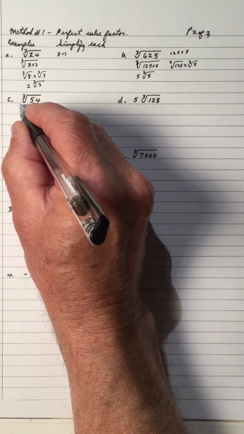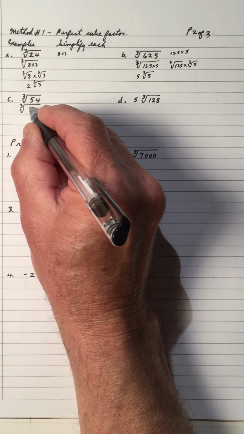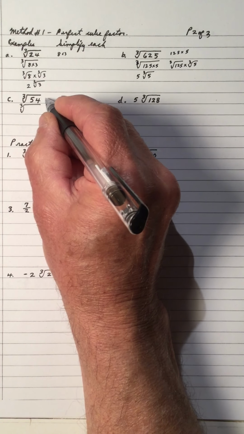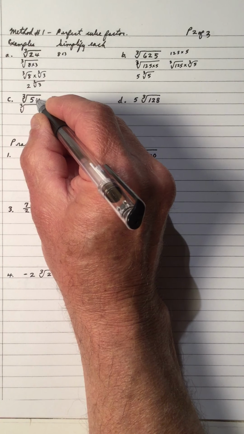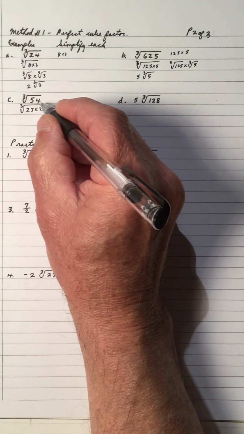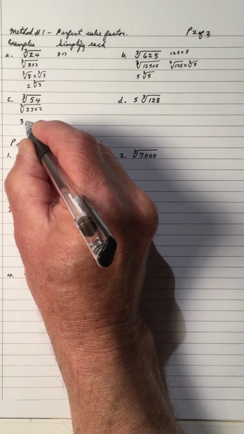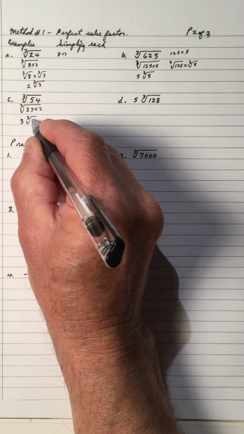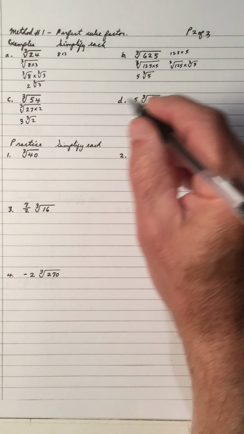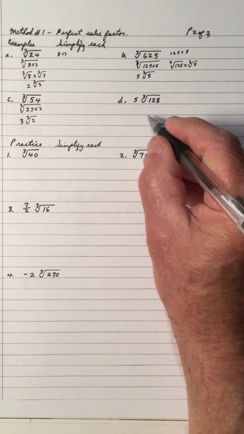The cube root of 54, look for a perfect cube. I got a 54, I see a 27 times 2. The cube root of 27 is 3, and you can't do the cube root of 2. But to do them this way, you have to recognize the perfect cube.